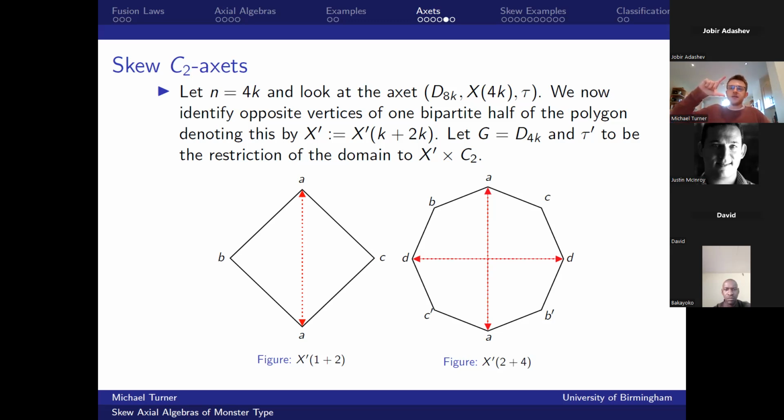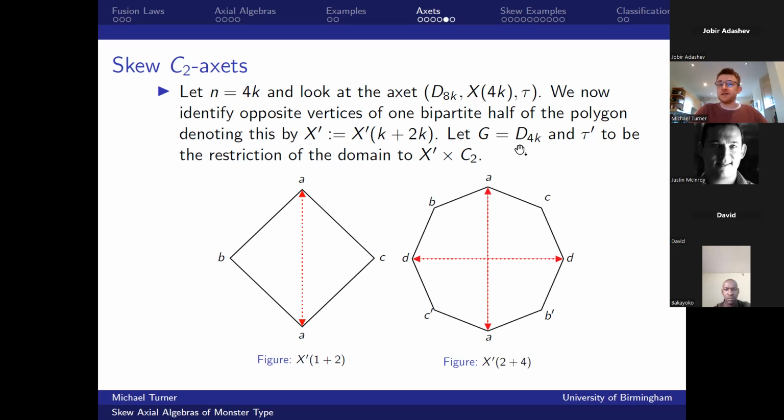Well, there are going to be vertices that are opposite each other in the even set. And what we're going to do is say that they're equal to each other, and carry on doing that for each pair of vertices in the even half, identifying them. Then this is going to be a new axet. It's going to have 3K vertices now, because we've identified half of the even vertices to each other. And we denote this by X prime 3K plus 2K.